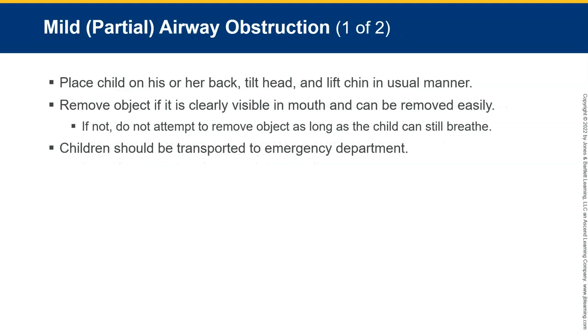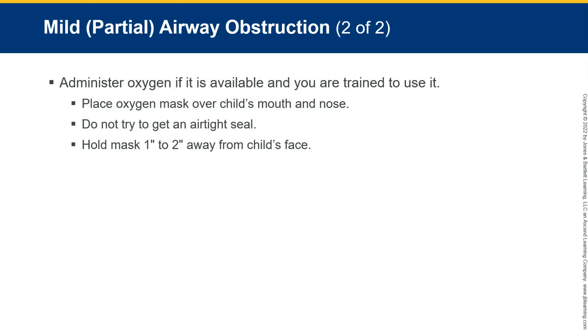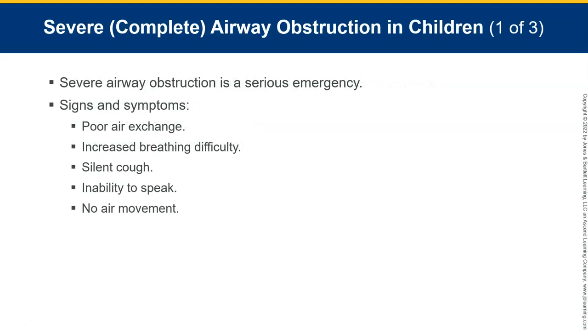Now, talking about a mild or partial airway obstruction. You usually relieve a mild airway obstruction by putting them on their back, tilting their head, and lifting the chin in the usual manner. Make sure you pay attention to these slides, because it's going to be the same as in your BLS class. But I don't want to go over this because you're going to do this in lab and watch some videos, and it would just take up a lot of time.